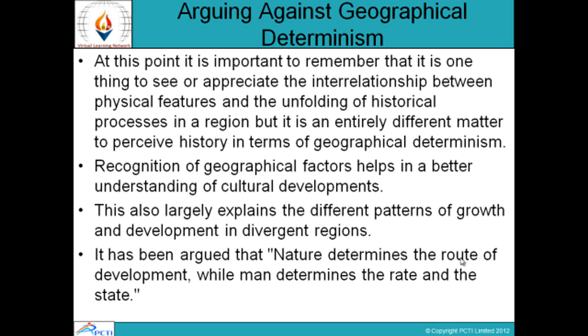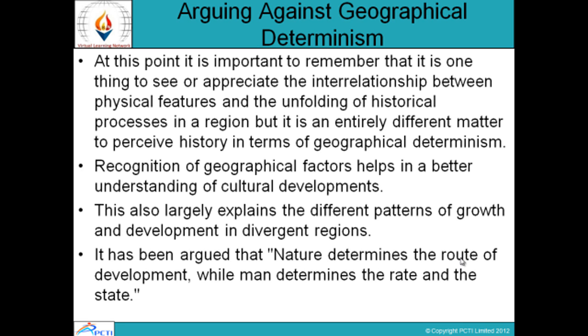So, it is a different matter when we perceive history purely in terms of geography, though history without geography is also incomplete. Recognition of geographical factors helps in a better understanding of cultural developments. When we recognize geographical factors, the climate, the vegetation, the habitat, we are better able to understand how the culture of that area develops or progresses. This also largely explains the different patterns of growth and development in divergent regions.